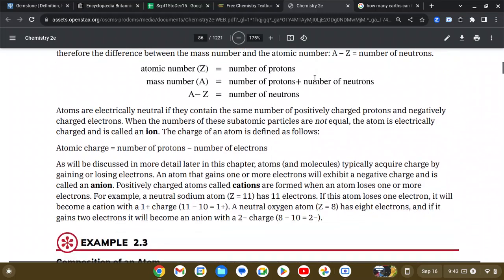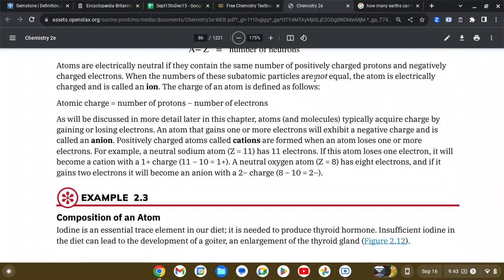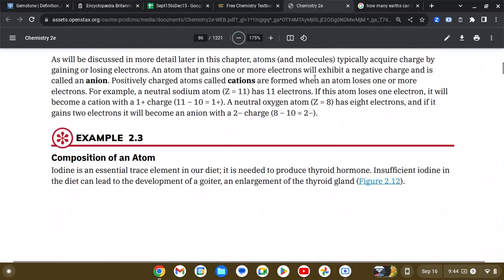Atoms are generally electrically neutral if they contain the same number of positively charged protons and negatively charged electrons. When the numbers of these subatomic particles are not equal, the atom is electrically charged and is called an ion. The charge of an atom is defined as follows: atomic charge equals number of protons minus number of electrons. As will be discussed in more detail later in this chapter, atoms and molecules typically acquire charge by gaining or losing electrons. An atom that gains one or more electrons will exhibit a negative charge and is called an anion. Positively charged atoms called cations are formed when the atom loses one or more electrons.